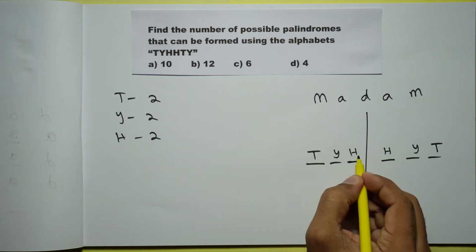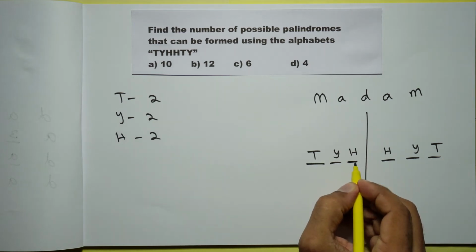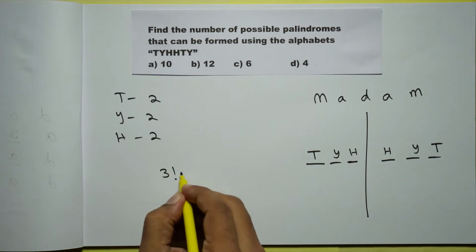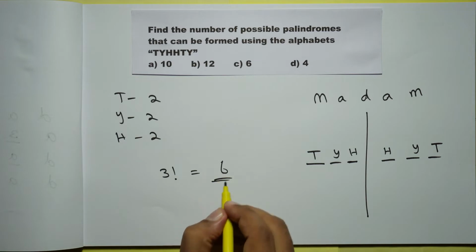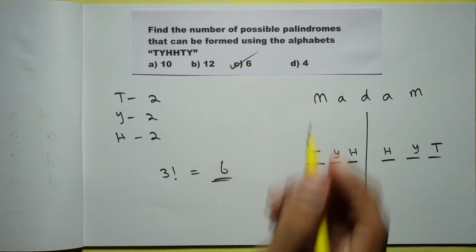So in how many ways can you arrange these 3 alphabets in these 3 places? So 3 alphabets are there. They can be interchanged among themselves in 3 factorial ways, that is in 6 ways. Hence altogether 6 palindromes are possible. Hence option C, 6.